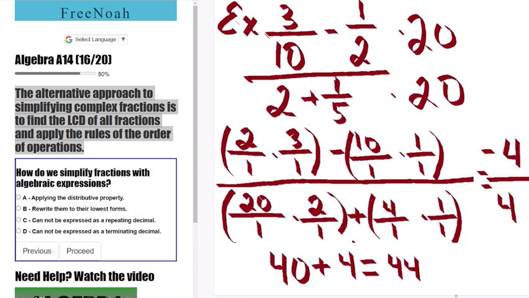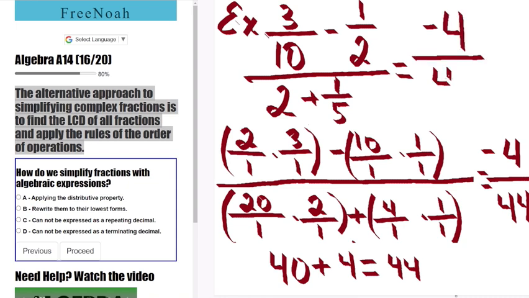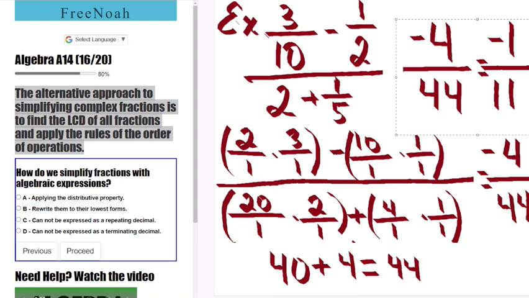So we can simply state that the original complex fraction gives us a quotient of negative 4 over 44. And at its lowest term, it would be negative 1 over 11. Because what we do here is we divide negative 4 over 44 by 4. And there we go, negative 1 over 11.